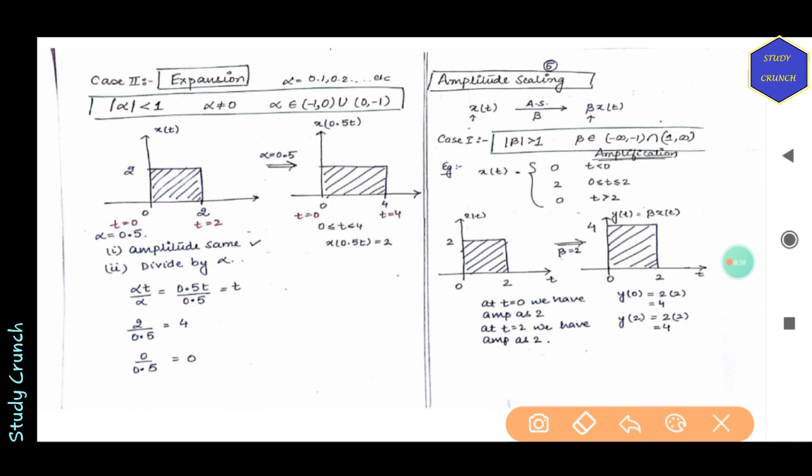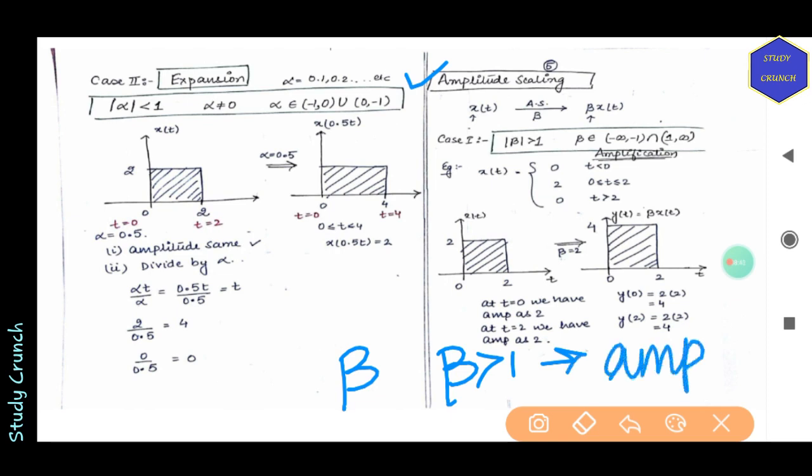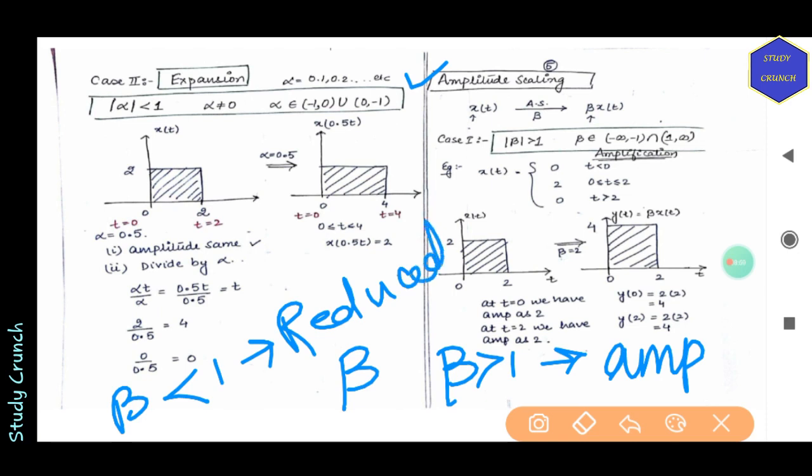Now let us look at amplitude scaling. In amplitude scaling we use the variable as beta. When beta is greater than 1, we'll say that it is amplified. When beta is less than 1, we say it is reduced. So in time scaling we had time compression and time expansion, whereas in amplitude scaling we have amplitude amplification and amplitude reduction.